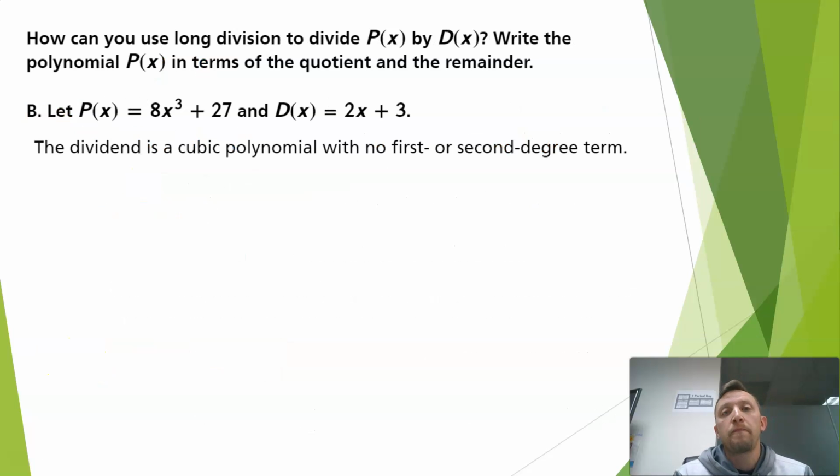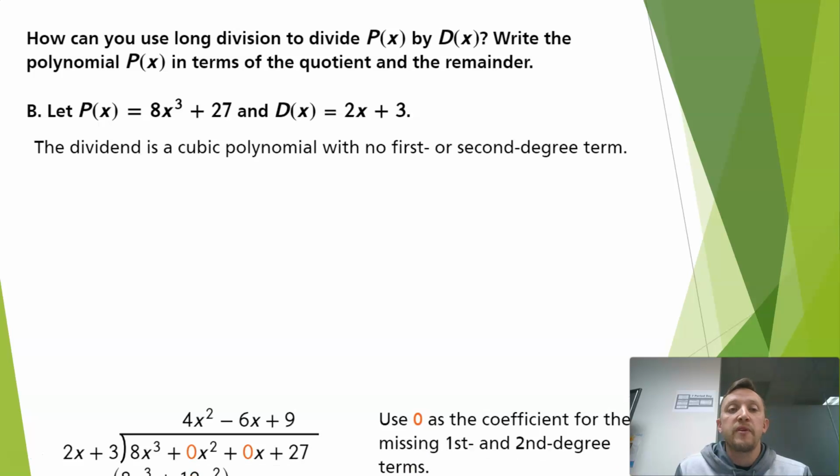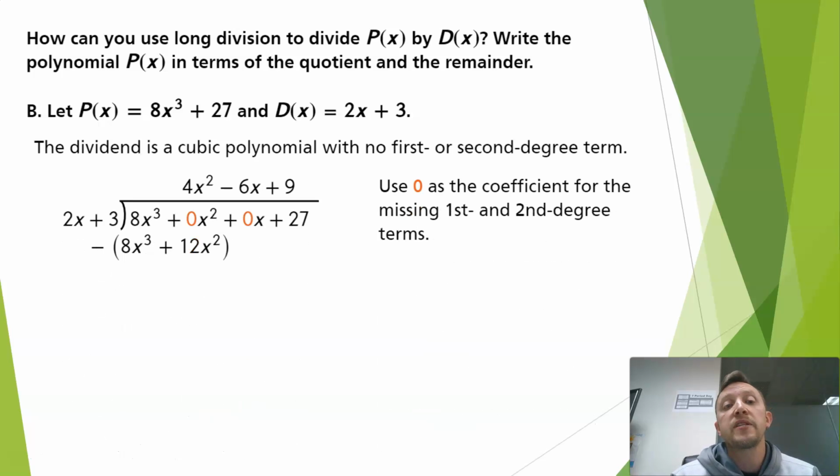All right, let's look at another one. Now sometimes when we go to divide, this time our divisor is 2x plus 3. Our dividend, what we're going to be dividing up, is 8x cubed plus 27. If you notice, it goes from x cubed all the way to 27. So we're missing an x squared, and we're missing an x. It's really important when we're doing long division, if there are any pieces missing, to replace those with 0x, or whatever piece is missing, to hold those positions. So here we're missing a 0x squared and a 0x, and we're going to replace those with zeros.